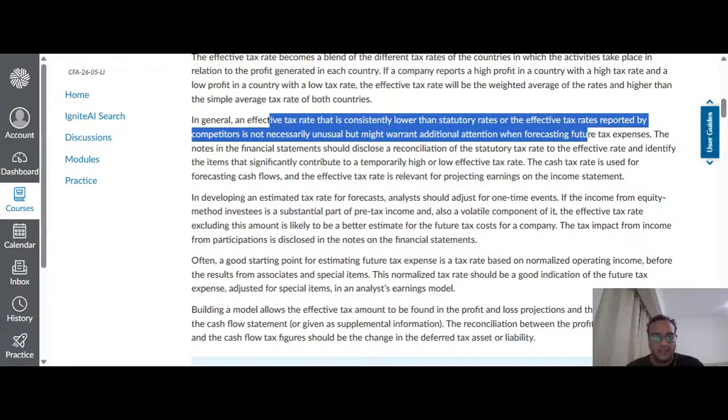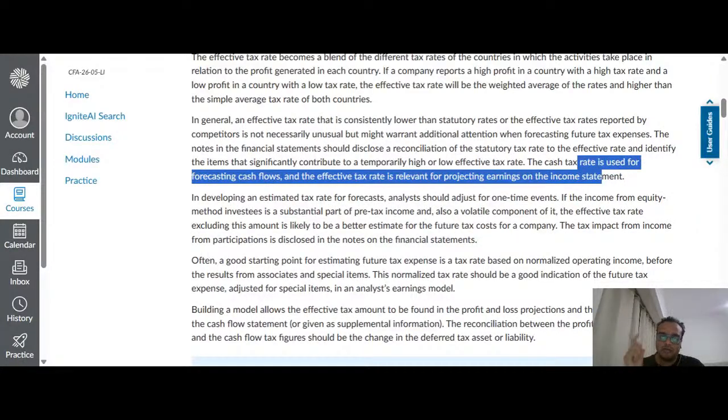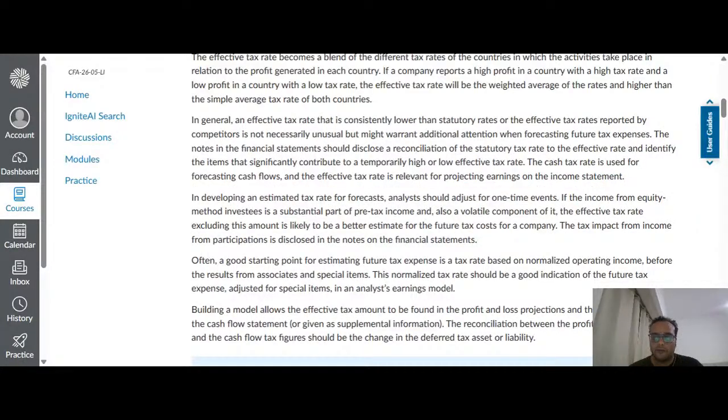The notes in the financial statements should disclose a reconciliation of the statutory tax rate to the effective tax rate and identify the items that significantly contribute to a temporarily high or low effective tax rate. The cash tax rate is used for forecasting cash flows, and the effective tax rate is relevant for projecting earnings in the income statement. So, आपके cash flows के लिए you have to use cash tax rate, and for the income statement you have to use your effective tax rate.